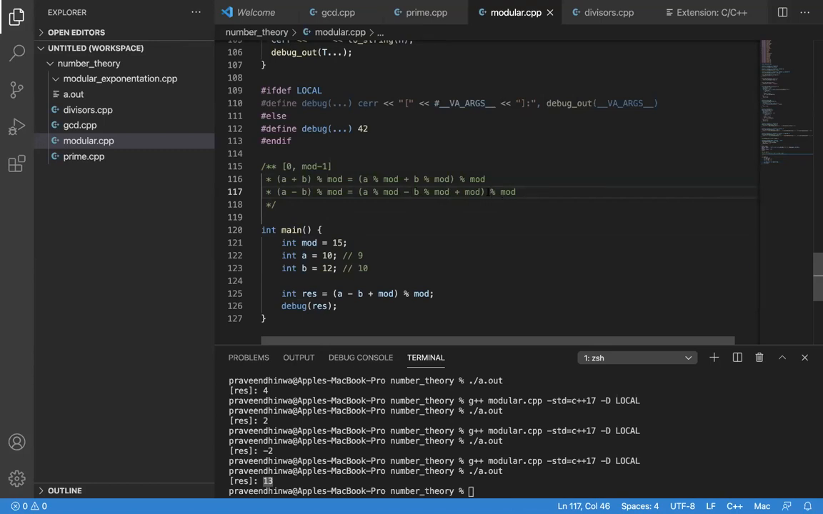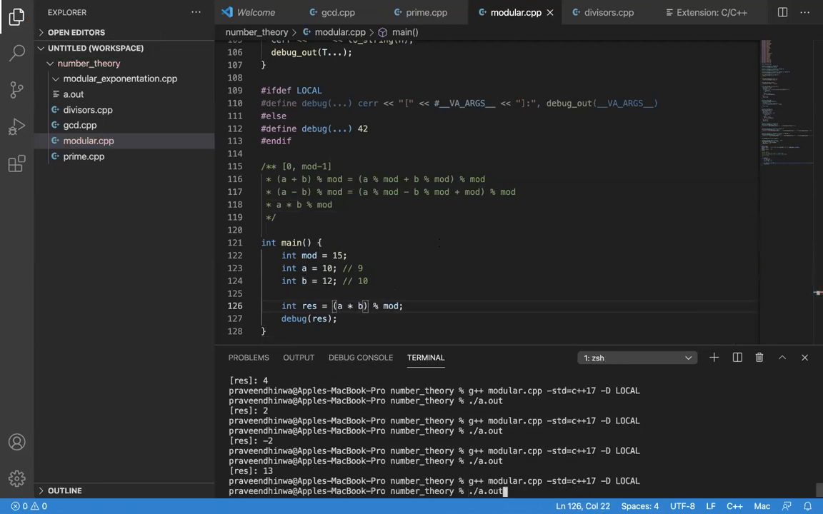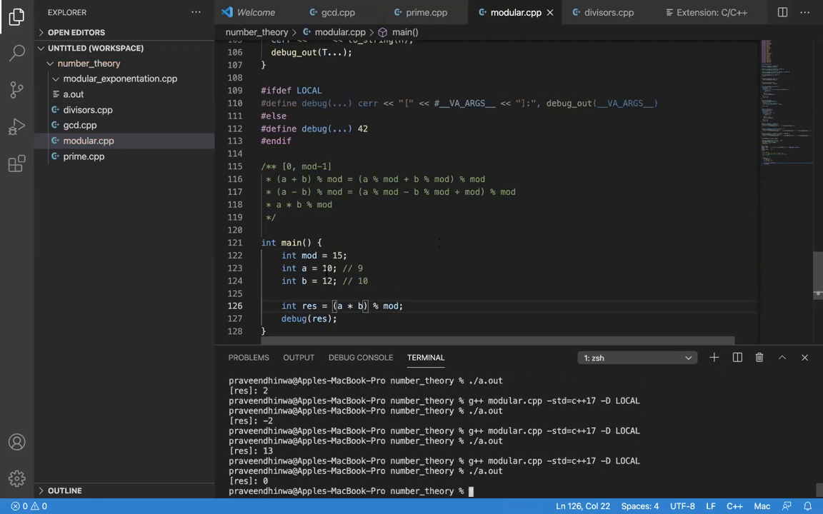Fine. How do I compute A times B percent mod? Suppose A and B are both positive. What will be A times B percent mod? 10 times 12 is 120, or 15 into 8 is 120. So this will be divisible by 15.